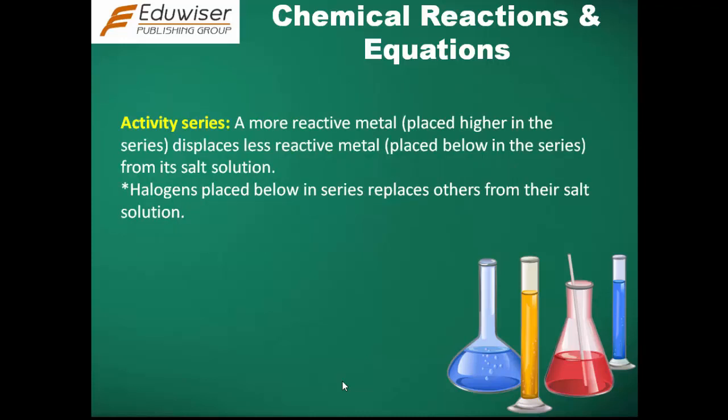In the activity series for metals, a more reactive metal that is placed higher in the series displaces a less reactive metal that is placed below in the series from its salt solution. The halogens are placed lowest in the series and they replace others from their salt solution.